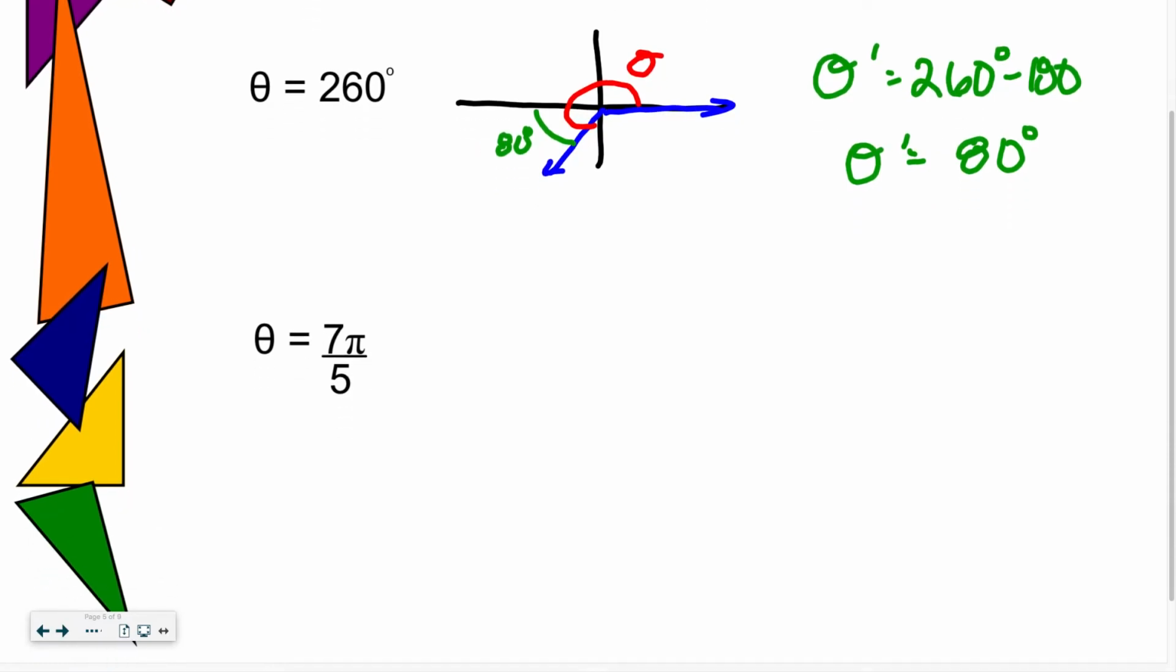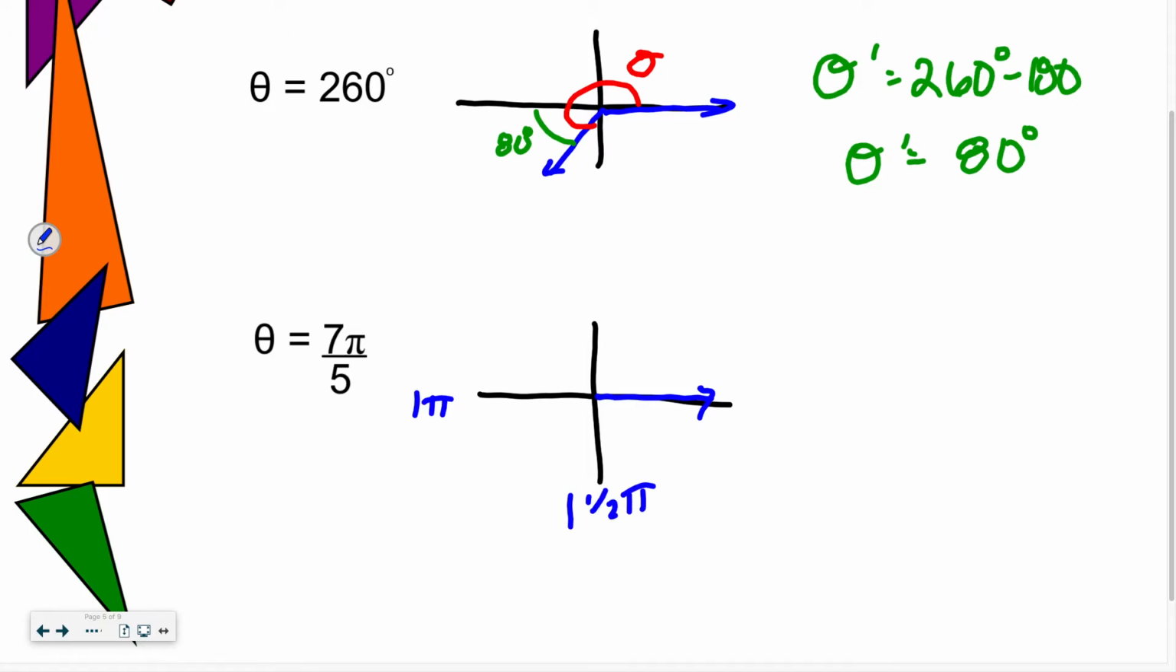Okay, another easy one. Theta equals 7 pi over 5. Okay, can you sketch it? Can you find the reference angle? All right, 7 pi over 5, so 7/5 is improper. It's more than 1 pi. And then we have 1.5 pi.